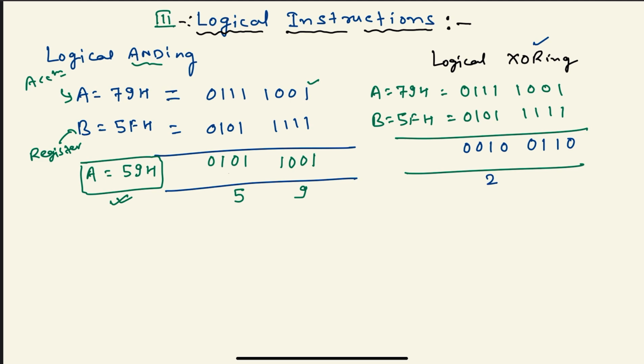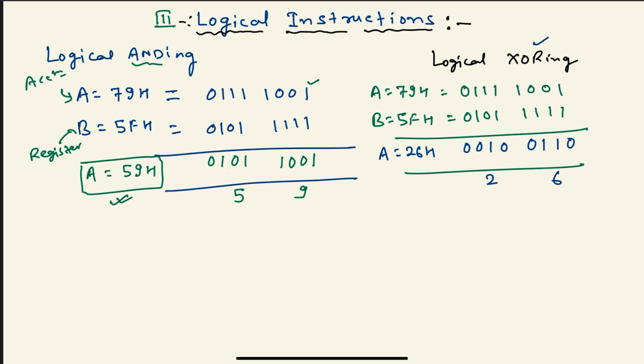This will become 2 and this will become 6. So this result will be stored into the accumulator after this XOR operation. So this is given here as A is equal to 26H.